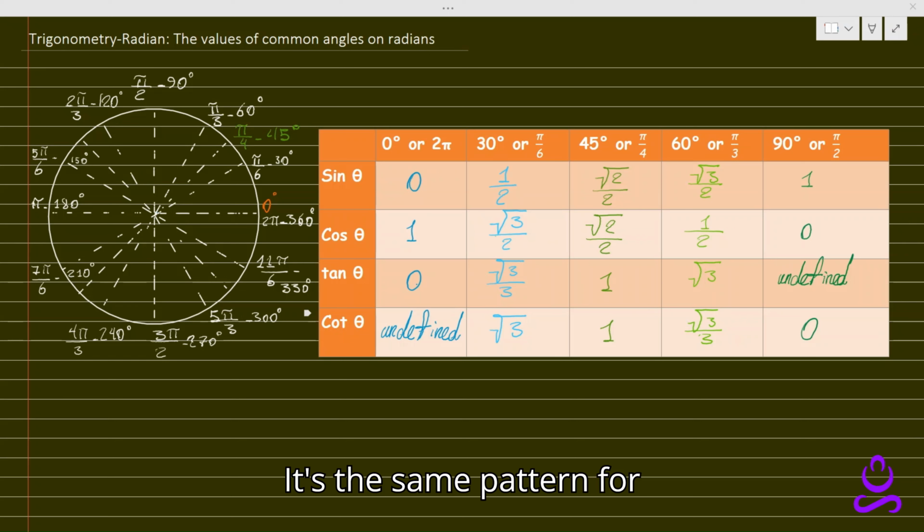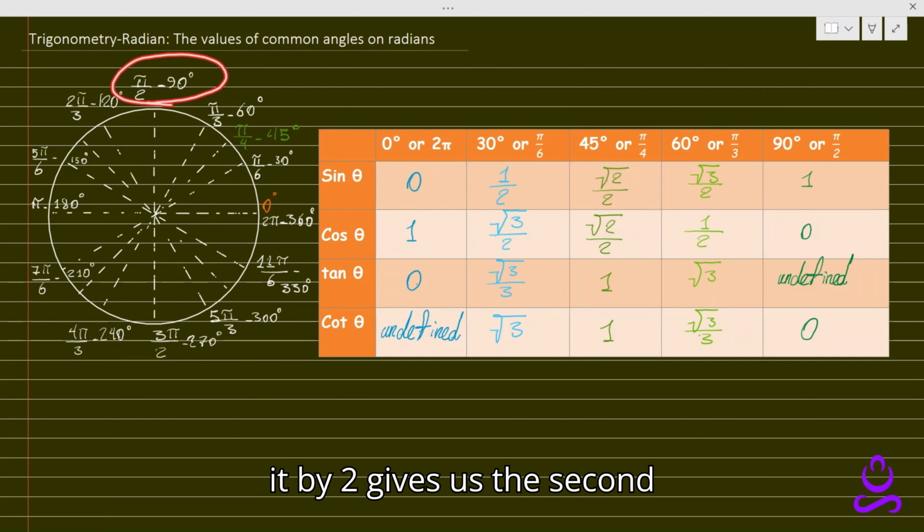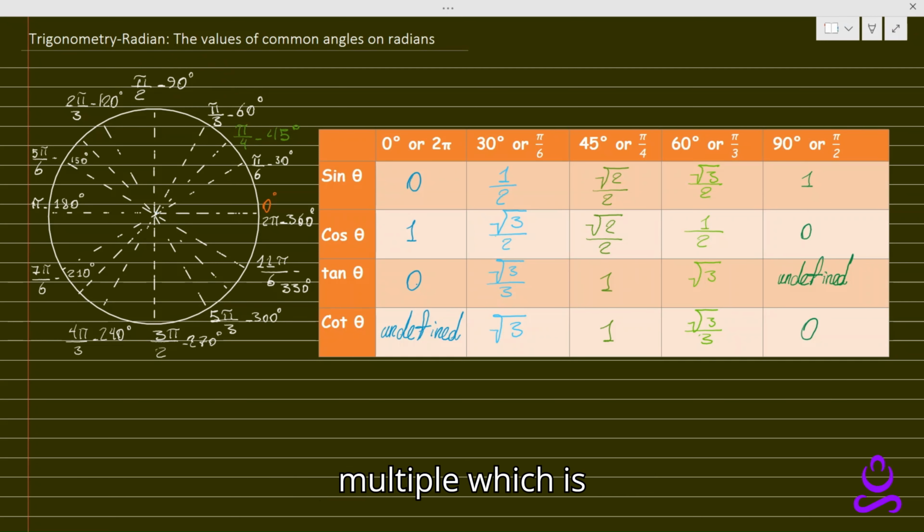It's the same pattern for 45 degrees or pi over 4. Multiplying it by 2 gives us the second multiple, which is pi over 2 or 90 degrees.